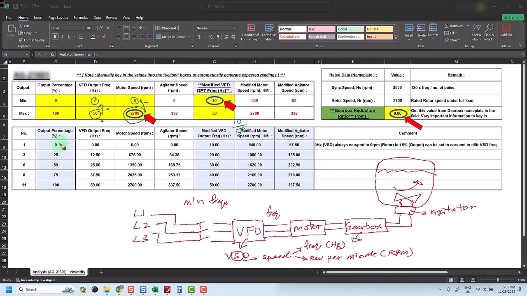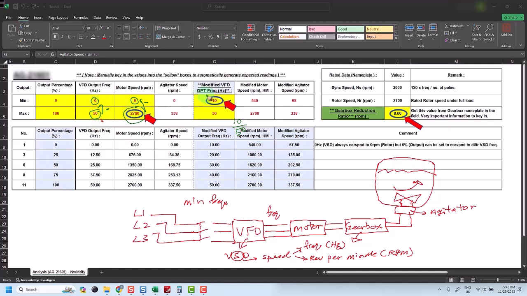For these percentages, 0, 25, 50, 75%, 100%, you will get the corresponding VFD output frequency from 0 to 12.5 to 50 Hz as shown here, and then its corresponding motor speed in terms of revolutions per minute: 0, 675, 1350, and then to 2700 RPM. So you will get the corresponding agitator speed as shown here. All these values are for the VFD output frequency of 0 to 50 Hz.